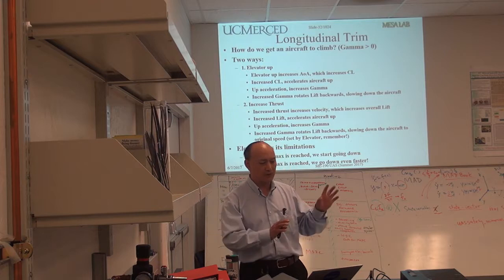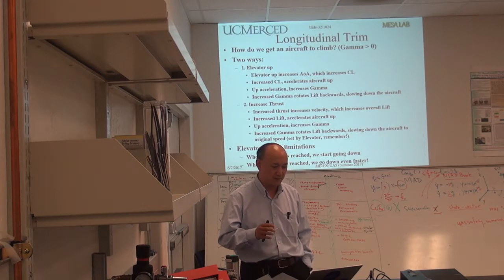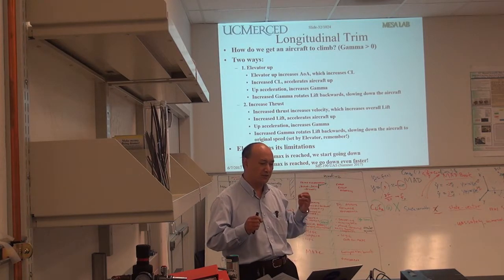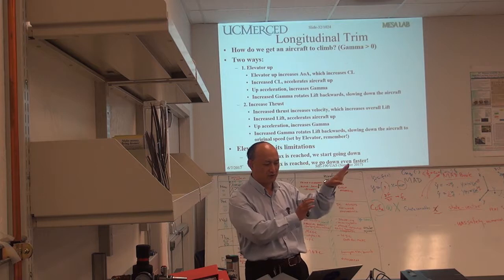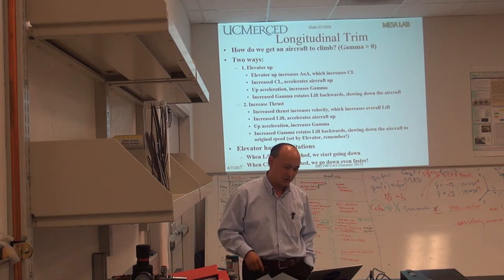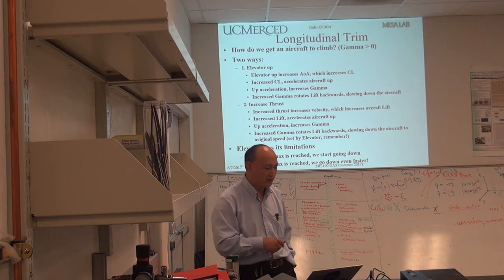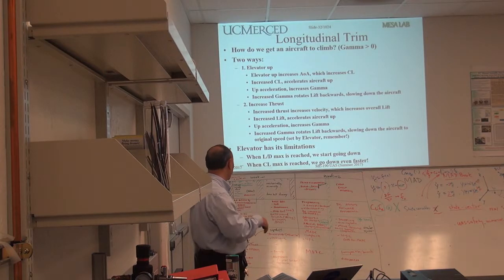When you go up, you also increase your gamma. Increasing gamma rotates the lift backwards, so you also slow down the aircraft. That's one way. Another way to climb is to give thrust. Because your angle initially is not zero, the aircraft will keep going up. So increase the thrust, increase velocity, and increase the overall lift. Increased lift accelerates the aircraft upward and increases gamma again, which rotates lift backwards and slows down the aircraft to the original speed. So you lose that speed.